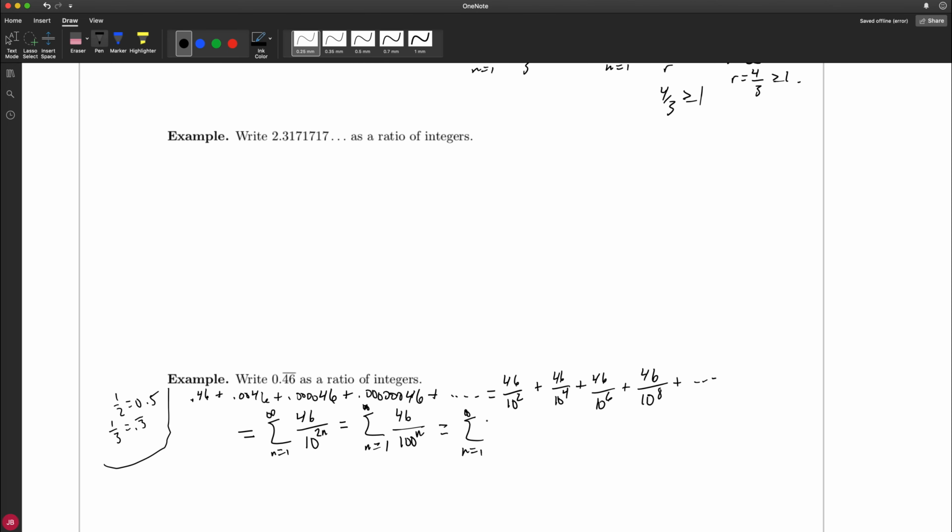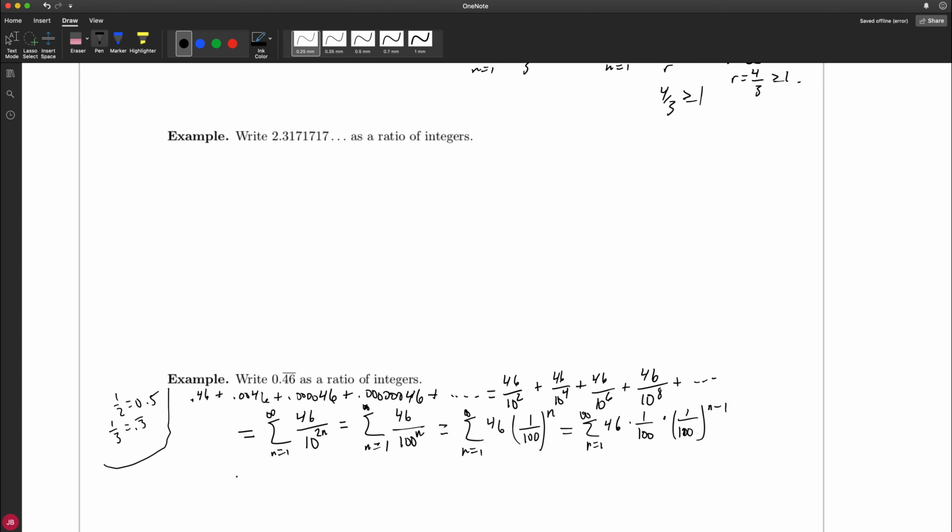Well, the first thing I can do is write 1 over 100 to the n as 1 over 100, all to the n. Okay, that's good. We're getting there. We have a number times a common ratio to the n. Well, I need an n minus 1, right? I'm starting with n equals 1, so I have to have n minus 1 here. So how about I just peel off a factor of 1/100th? Okay, now we're in good shape.